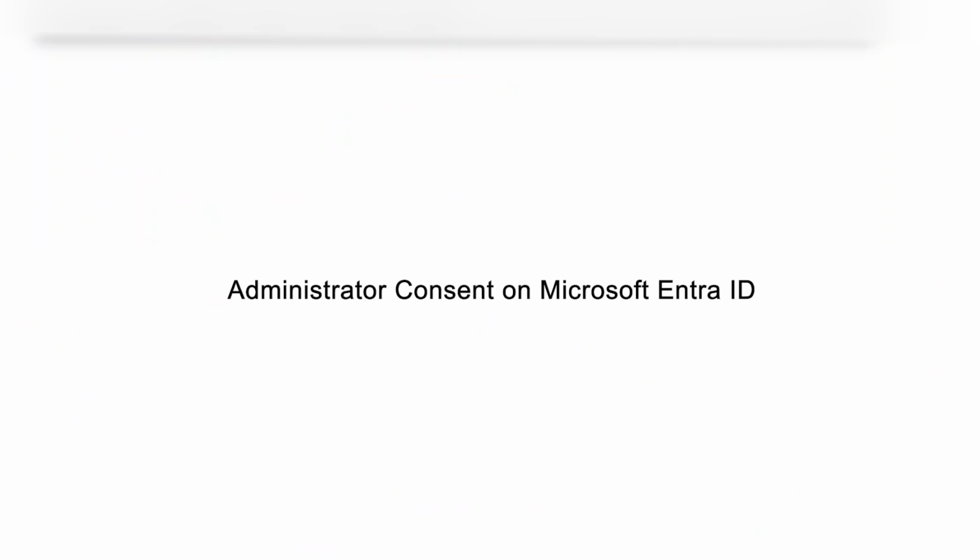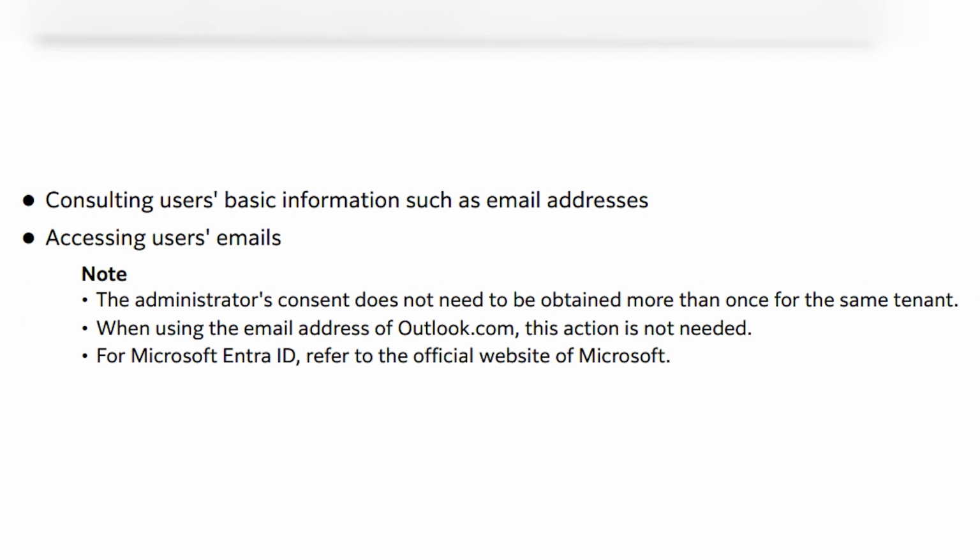Administrator consent on Microsoft Entra ID. To use the email address of Exchange Online, you need to consent in advance to the following actions that the machine takes. Consulting users' basic information such as email addresses. Accessing users' emails. Note: the administrator's consent does not need to be obtained more than once for the same tenant. When using the email address of Outlook.com, this action is not needed.